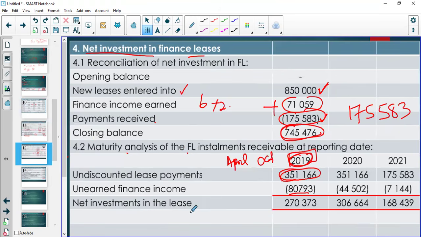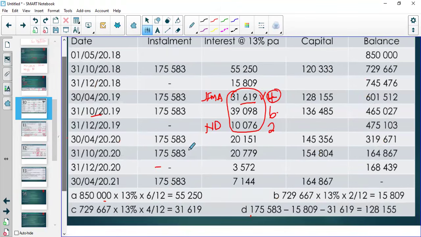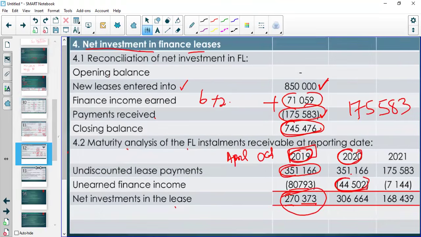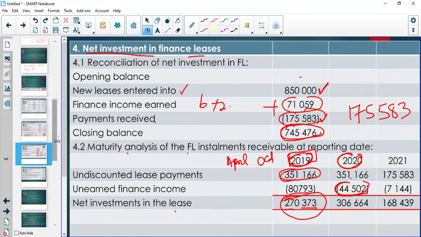And then the balance is the net investment in finance lease, the amounts still to be received. The repayment for that period should be 270,373. Then we do the same for 2020. We receive this for 2020. Then the unearned finance income will be for 2020. It will be this amount for the 4 months, this amount for the 6 months, and for the 2 months. And on and on. Then we have done our maturity analysis.